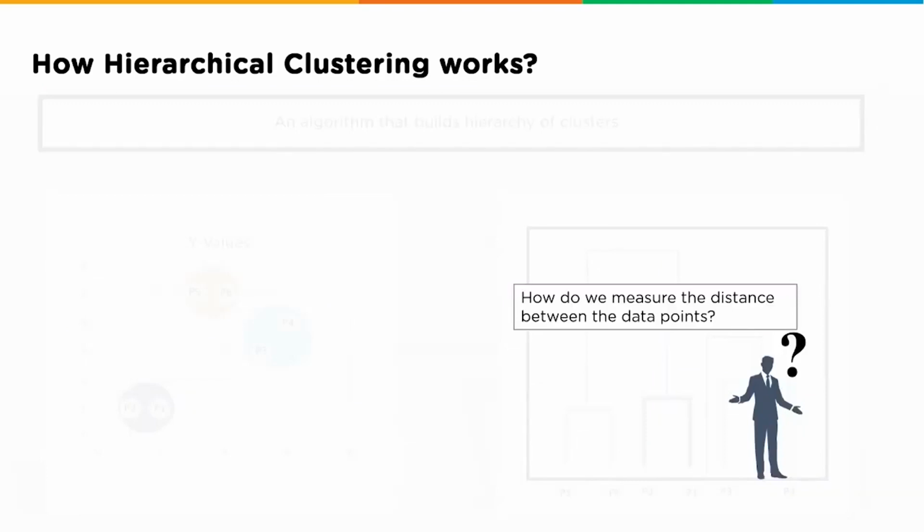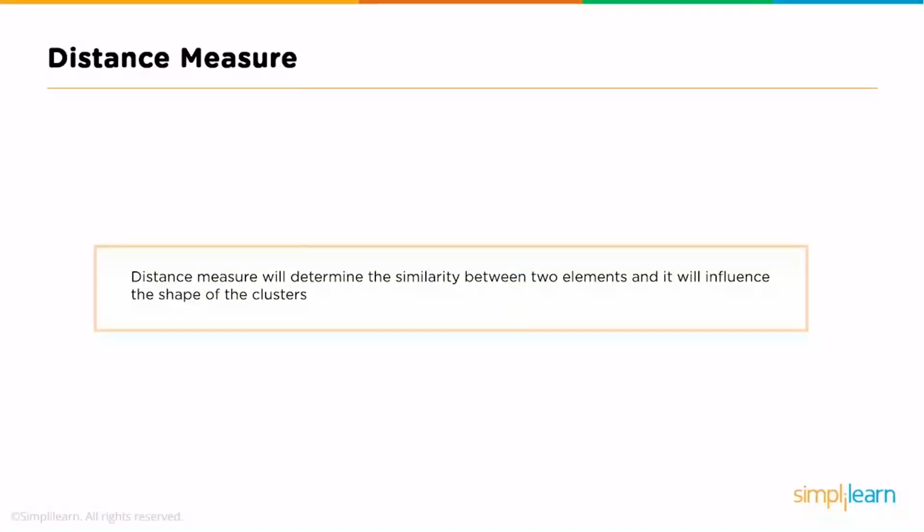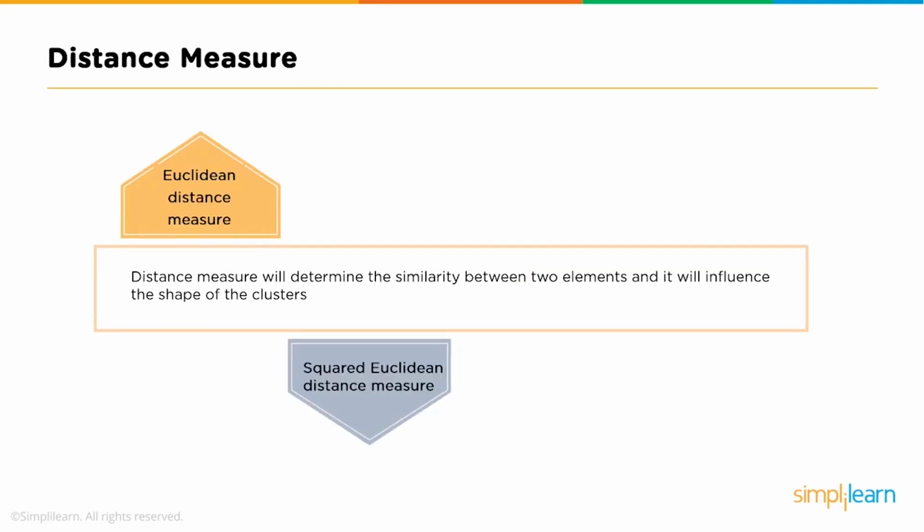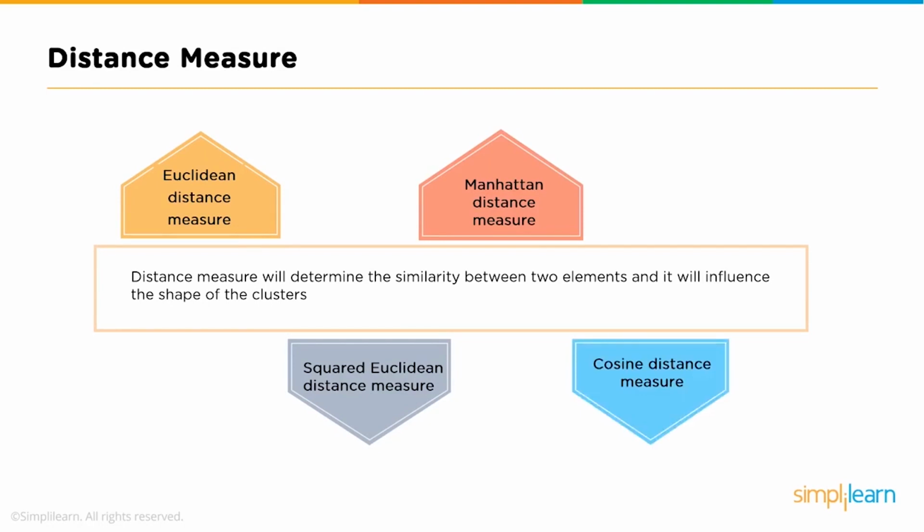So how do we measure the distance between the data points? This is really where it starts getting interesting. Up until now, you can kind of eyeball it and say, hey, these look together. But when you have thousands of data points, how are we going to measure those distances? There are a lot of ways to get the distance measure. Distance measures will determine the similarity between 2 elements, and they will influence the shape of the clusters. We have the Euclidean distance measure, and the squared Euclidean distance measure, which is almost the same thing but with fewer computations. We have the Manhattan distance measure, which will give you slightly different results. And we have the cosine distance measure, which again is very similar to the Euclidean, playing with triangles. Sometimes it can compute faster depending on what kind of data you're looking at.